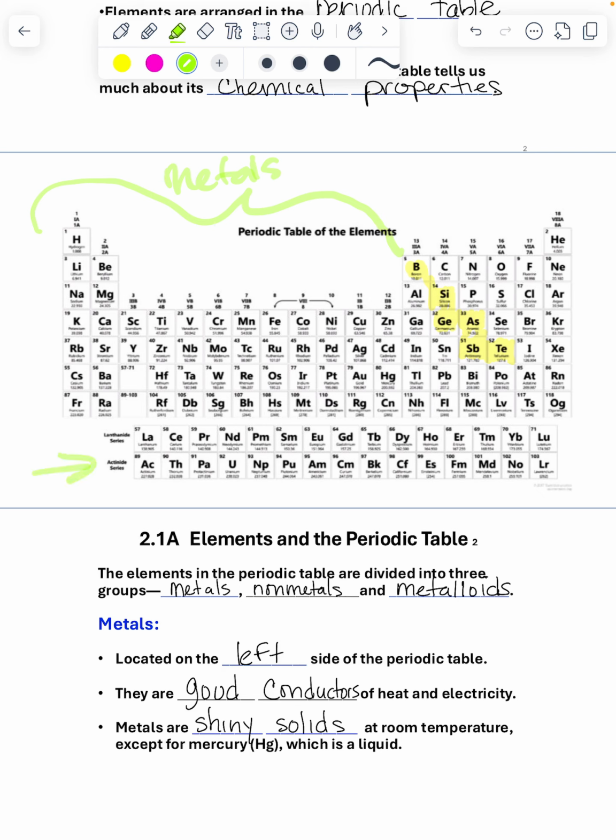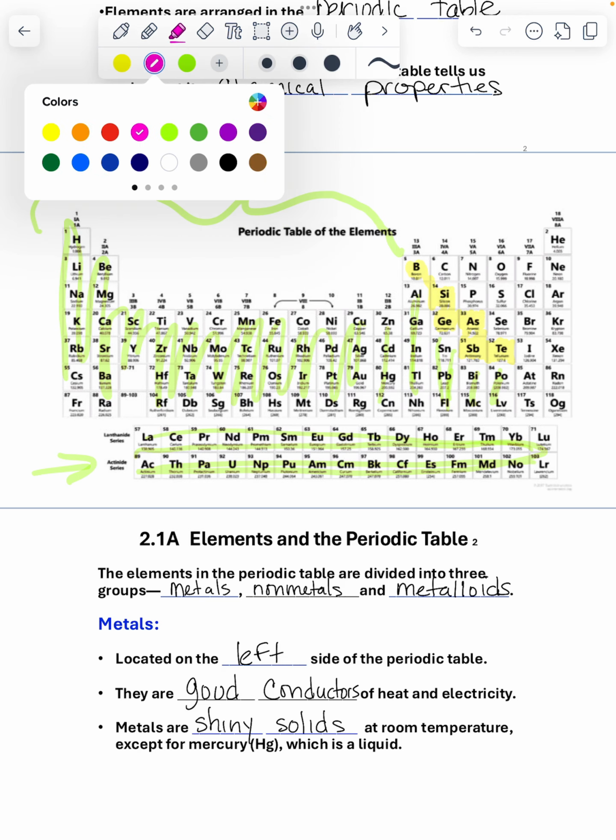And then under the stair step, so all of these, you don't have to color all of these, but just so you know, all of these are metals. I'll just highlight these in green. These are considered metals. So by far, the majority of the table are metals.